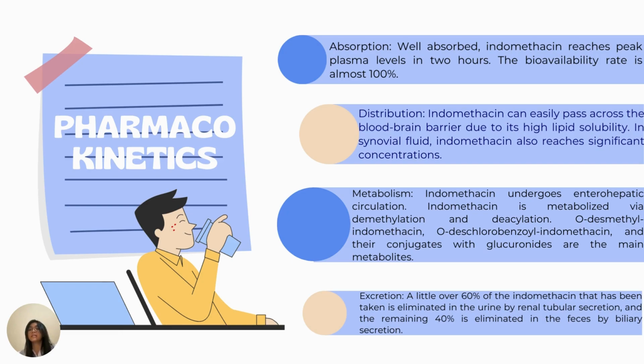Distribution. Indomethacin can easily pass across the blood-brain barrier due to its high lipid solubility. Metabolism. Indomethacin undergoes enterohepatic circulation. Excretion. A little over 60% of the indomethacin that has been taken is eliminated in the urine by renal tubular secretion, and the remaining 40% is eliminated in the feces by biliary secretion.